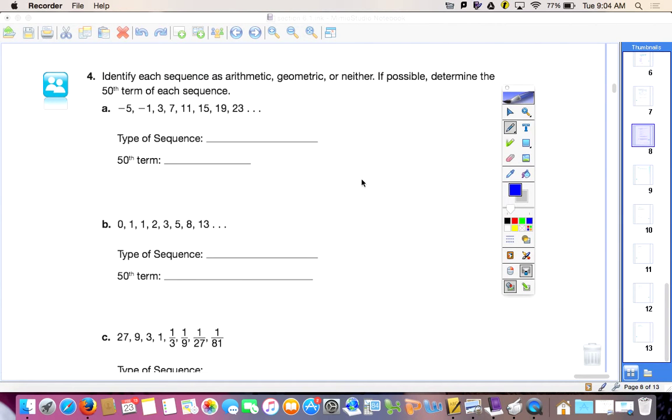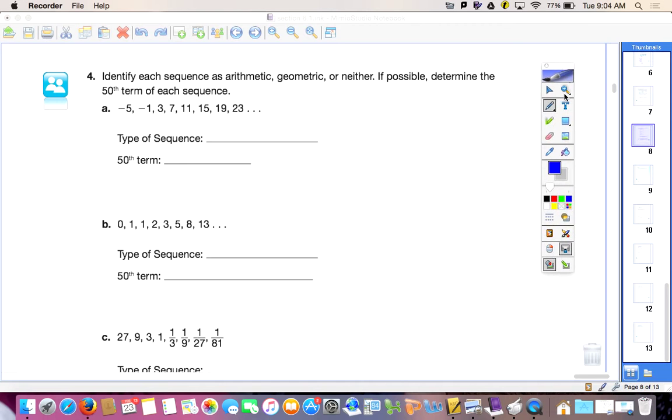So identify each sequence as arithmetic, geometric, or neither. If possible, determine the 50th term of each sequence. Now, it's only going to be possible to do that if we have either an arithmetic or a geometric sequence. So the first thing that we need to do is look at this and say, do we have a common difference or do we have a common ratio? So go ahead and figure that out. That's step one.